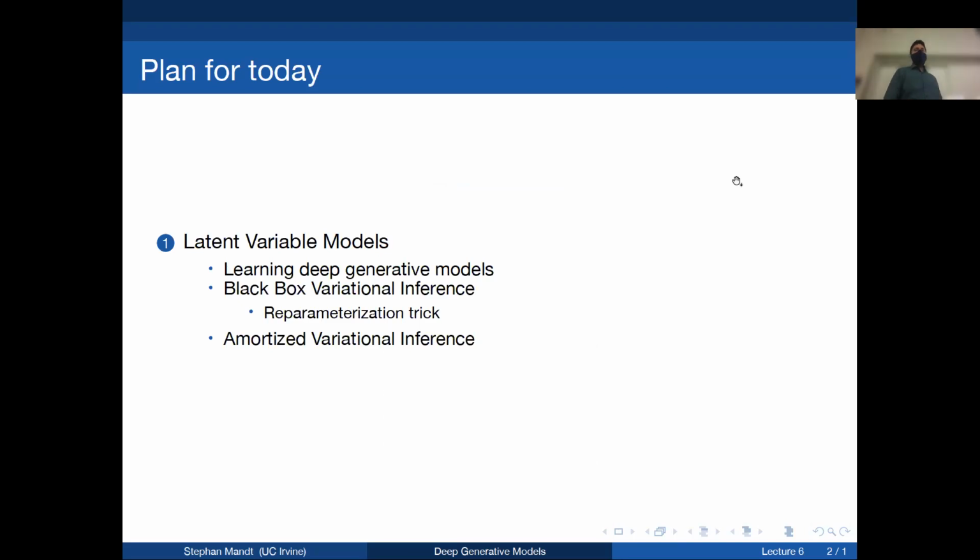Okay. So what do we want to talk about today? As I said earlier, this is about latent variable models, and in particular deep latent variable models, of which the variational autoencoder is probably the most famous representative. I will then talk about black box variational inference and the so-called reparameterization trick, and also about amortized variational inference, which was an idea of speeding up variational inference significantly.